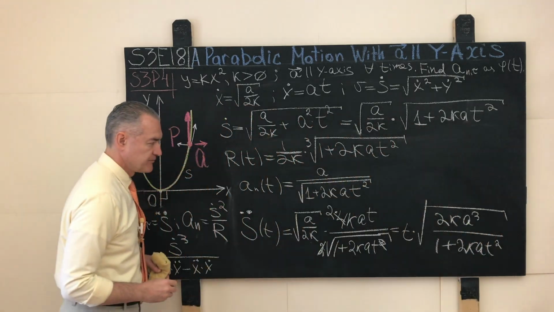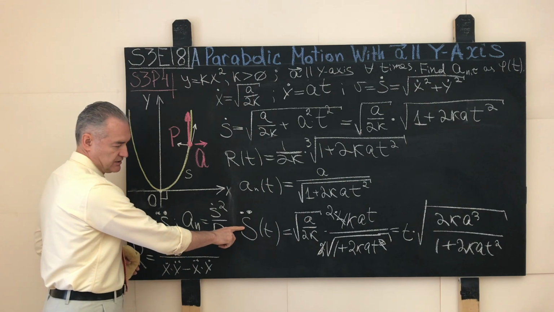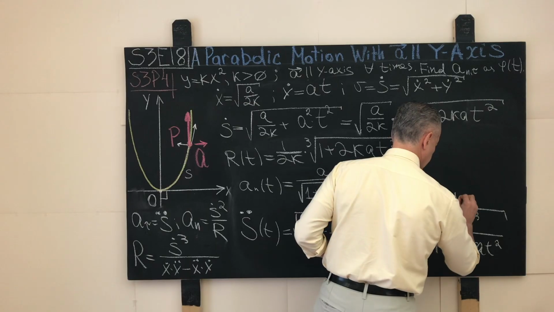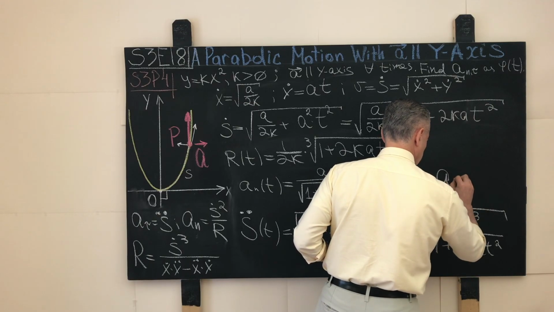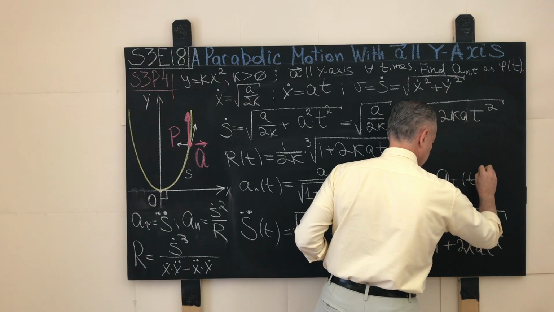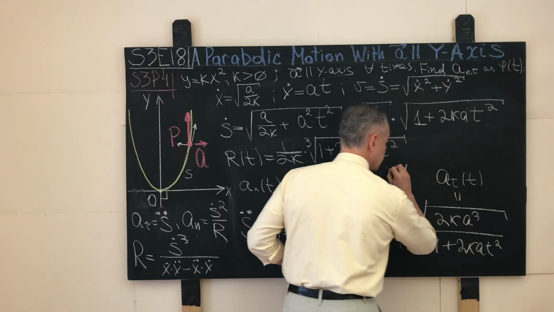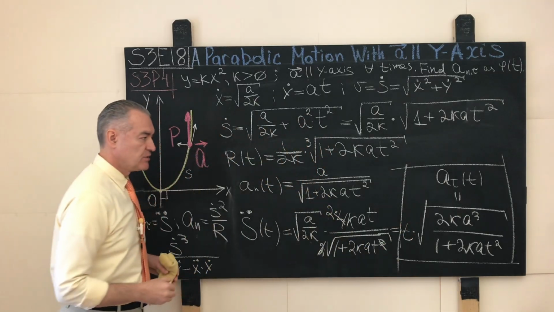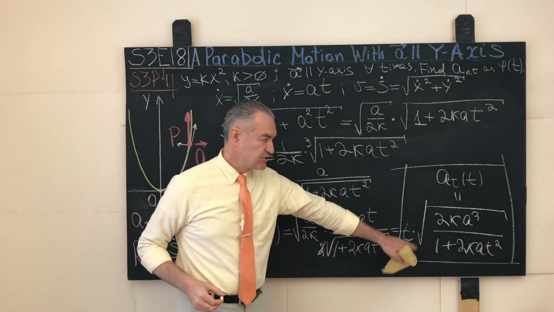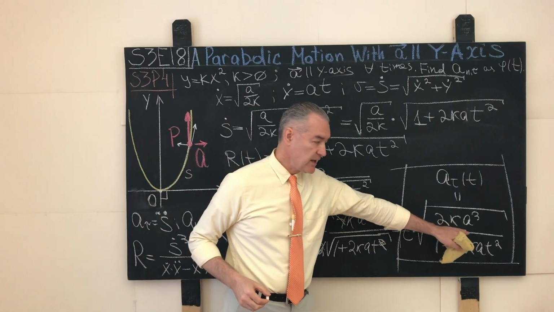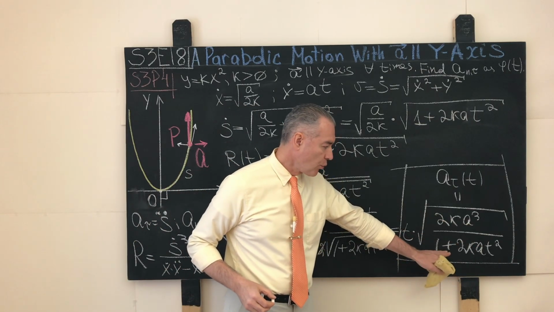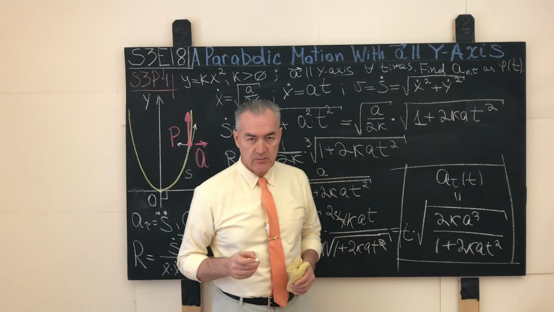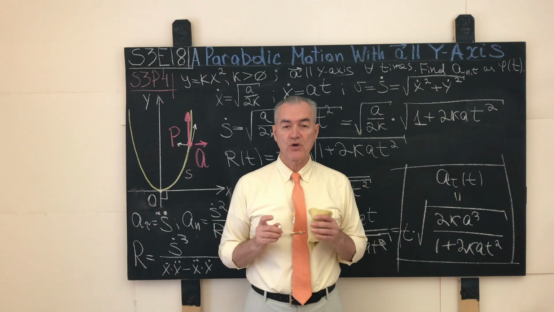This is our expression for the second derivative of the arc length traveled. So in a sense, this is our expression for the tangential acceleration as a function of time. Let's put it down over here to make sure that we see it: t times the square root of 2ka cubed in the numerator over 1 plus 2kat squared in the denominator. And amazingly enough, are we done? No, we are not done yet.